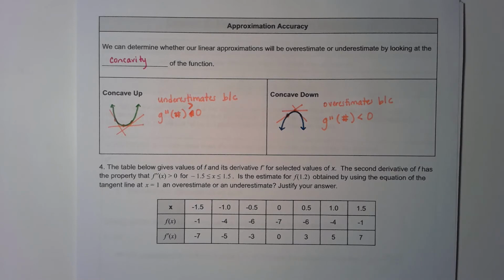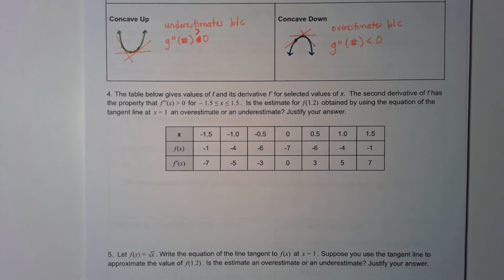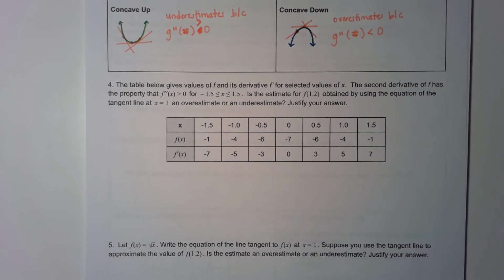Let's look at an example. The table below gives the values of f and its derivative f prime for selected values of x. The second derivative of f has the property such that the second derivative is greater than 0 for negative 1.5 is less than or equal to x is less than or equal to 1.5. Is the estimate for f of 1.2 obtained by using the equation of the tangent line at x equals 1 an overestimate or an underestimate? Justify your answer.